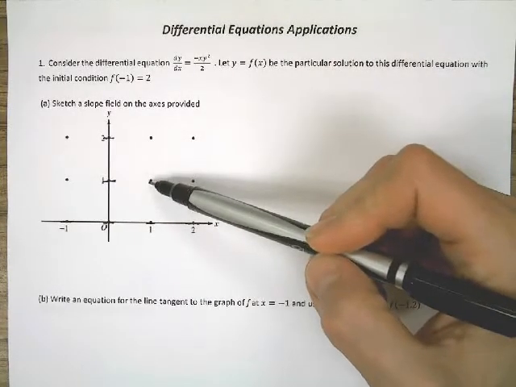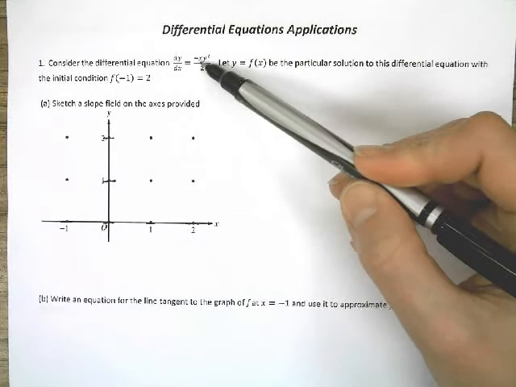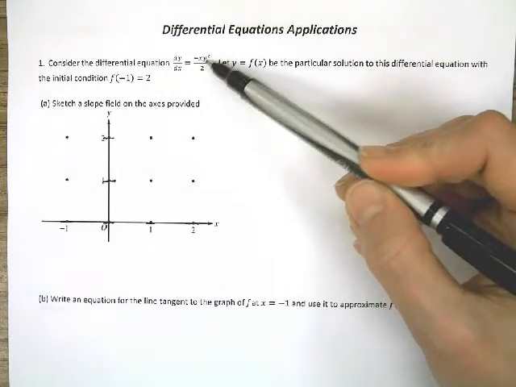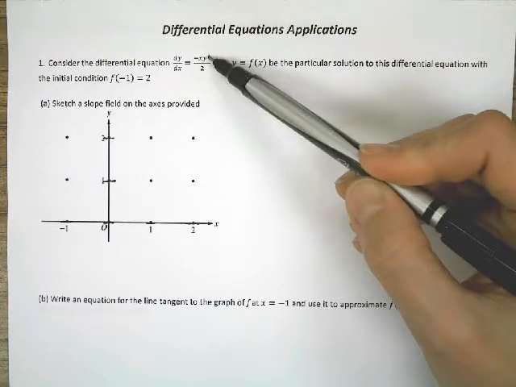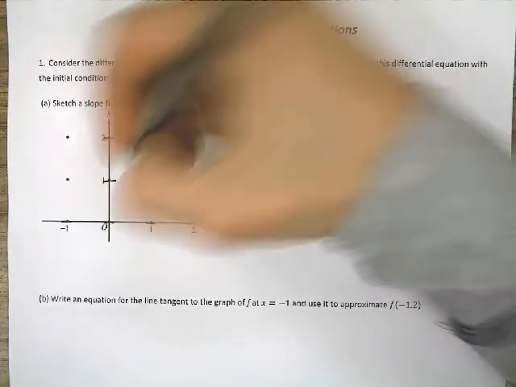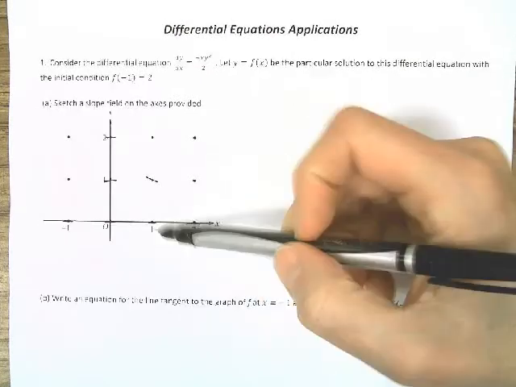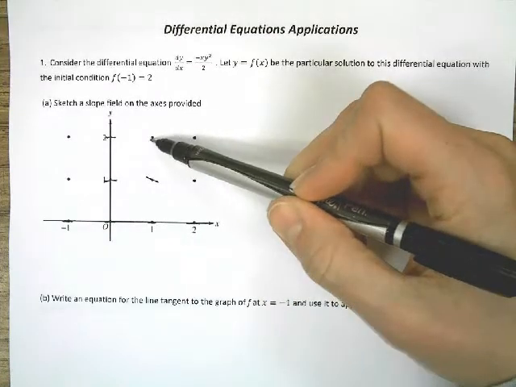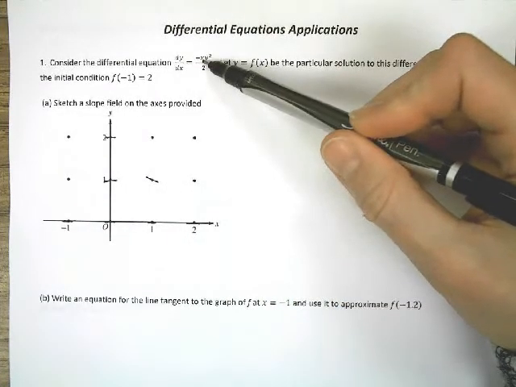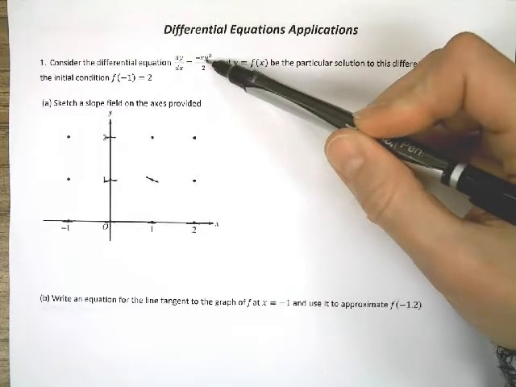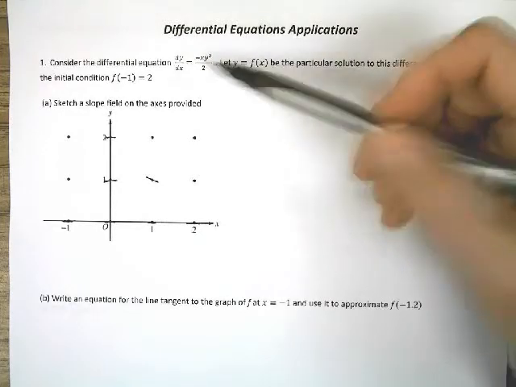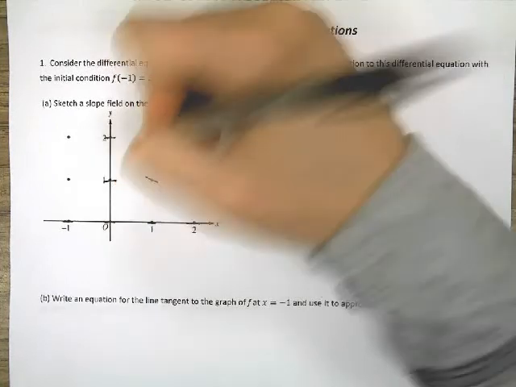So I'm going to look at (1, 1) first. I have the opposite of 1, so -1 times 1 squared. So my numerator is -1. My denominator is 2, so I have a slope of -1/2. If I take the point (1, 2), I again have the opposite of 1, so -1 times 2 squared. So -4 divided by 2 gives me a slope of -2.